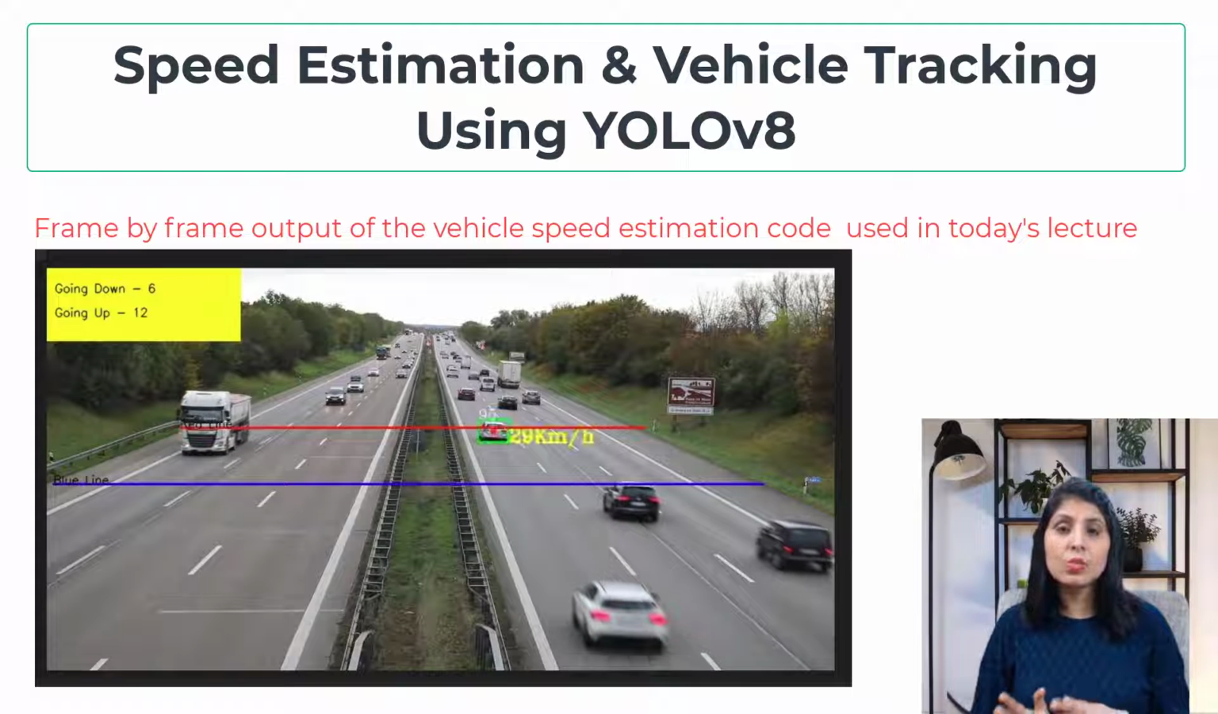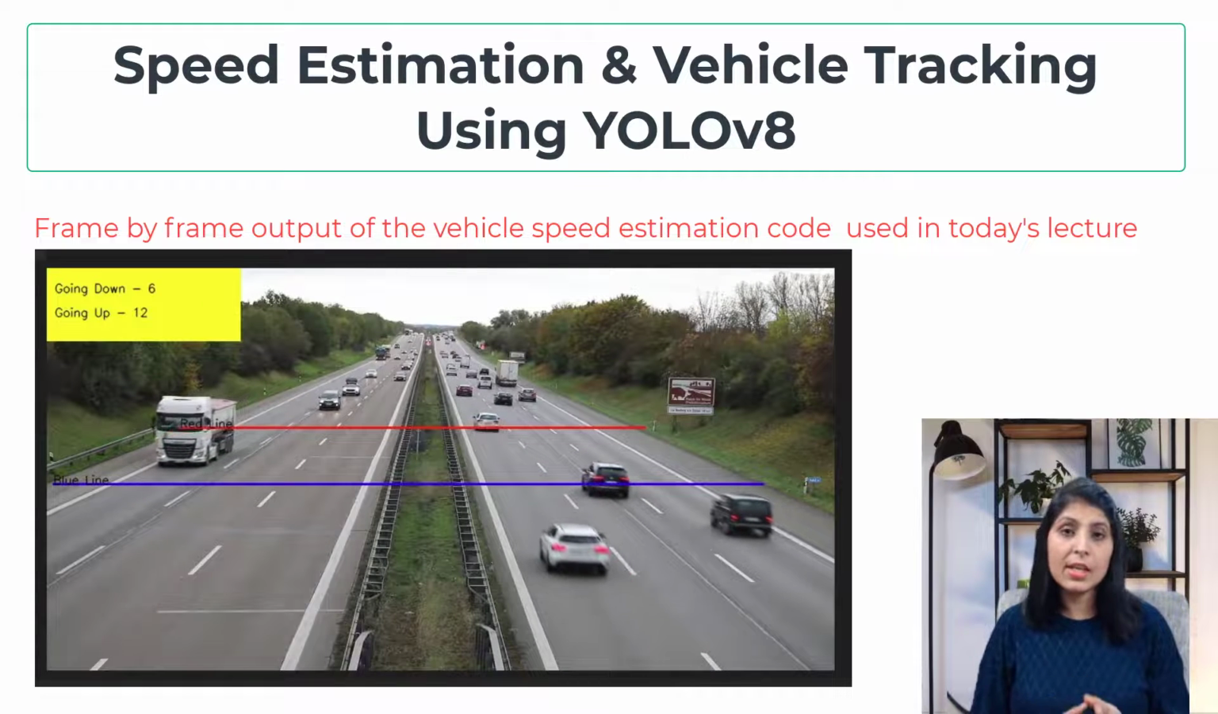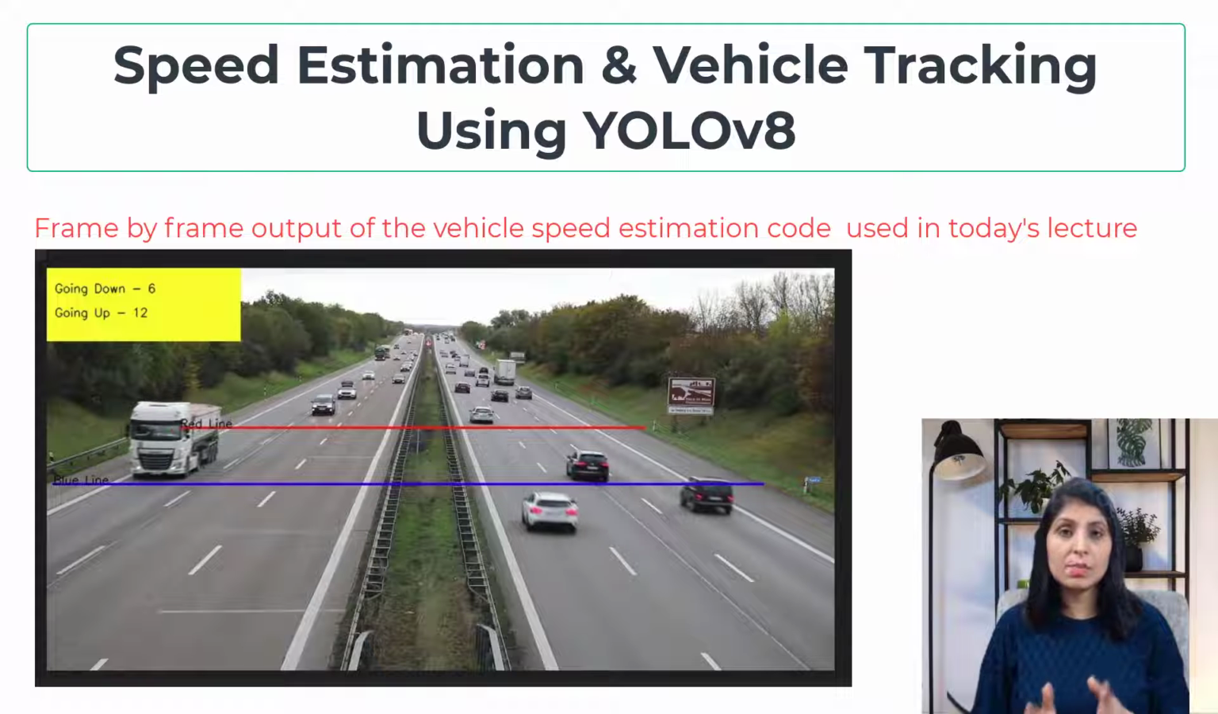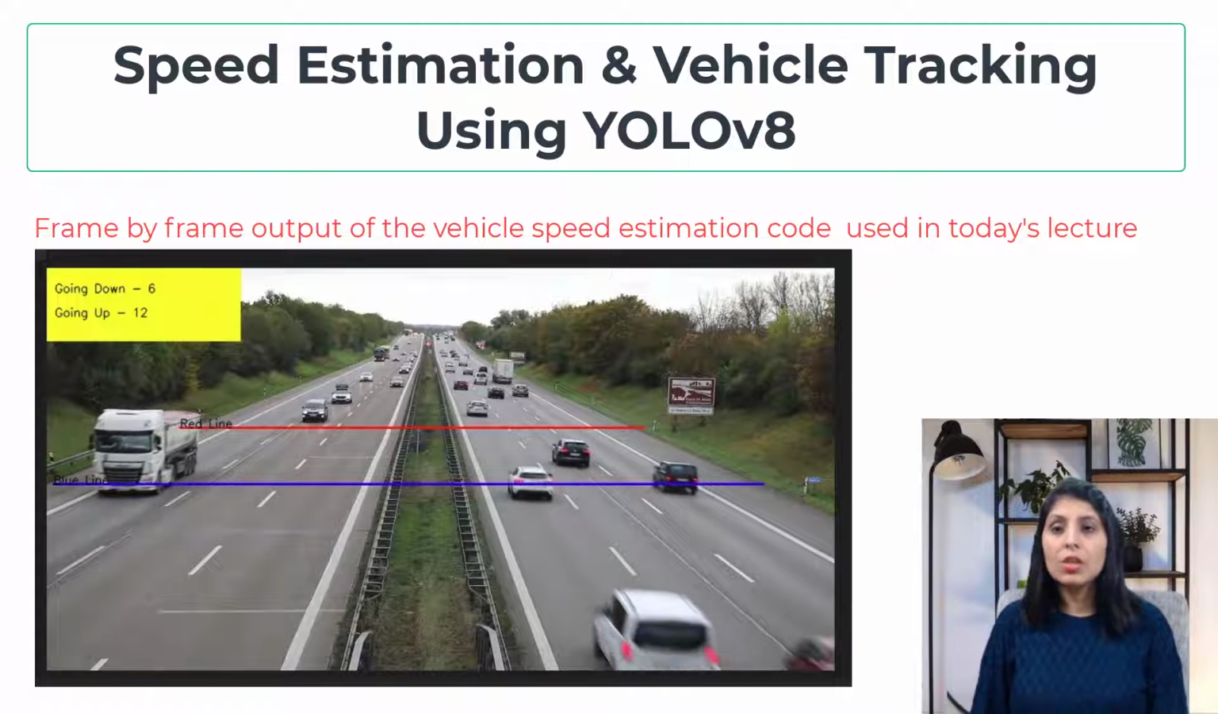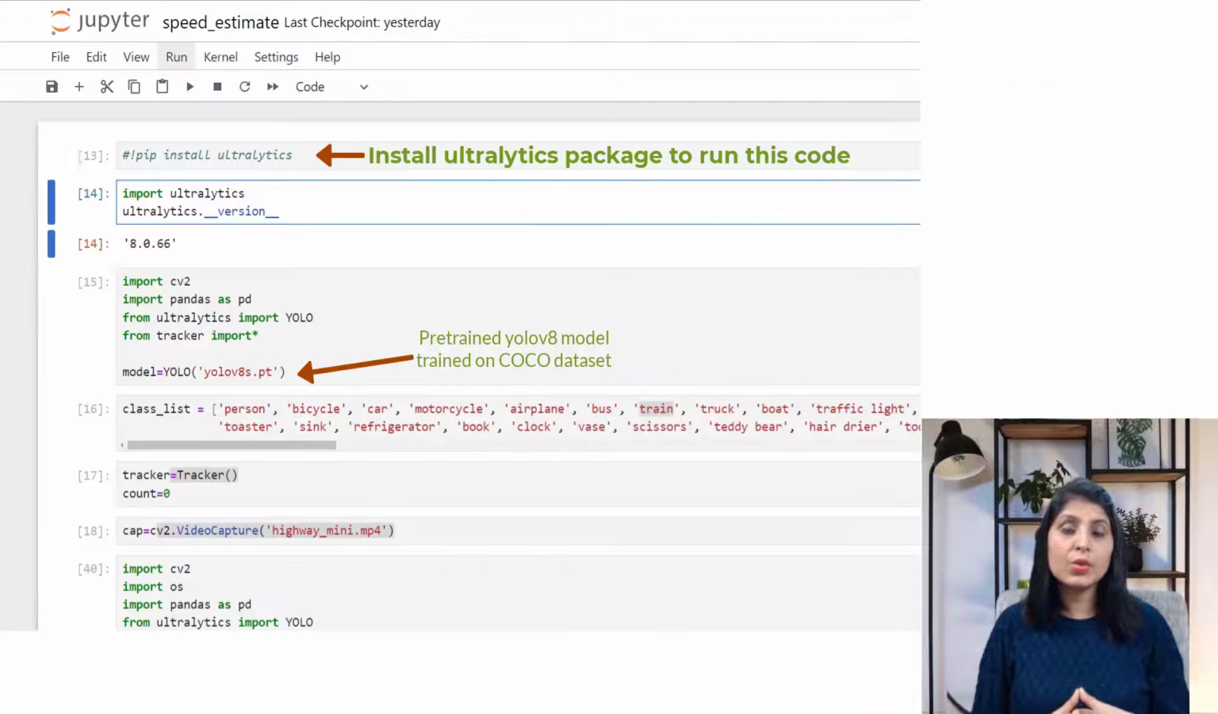So now let's move to the implementation part. Let's see how to make this speed estimation app. So guys, for today's tutorial I'm using the YOLOv8 pre-trained model, which is trained on the COCO dataset, and the COCO dataset has various classes, some of them are car, bus, truck, and we are using these classes. So we are using this model to detect the vehicles.